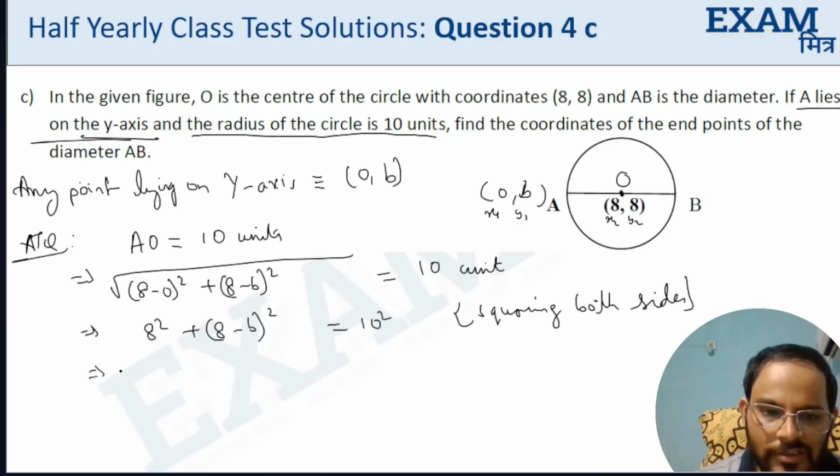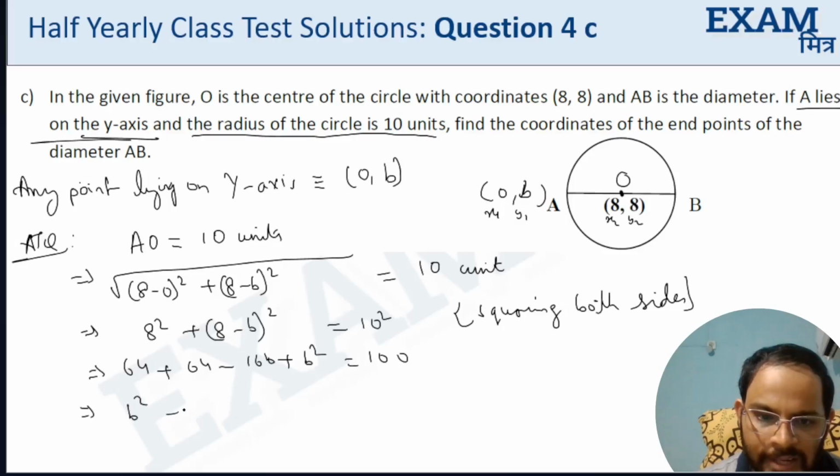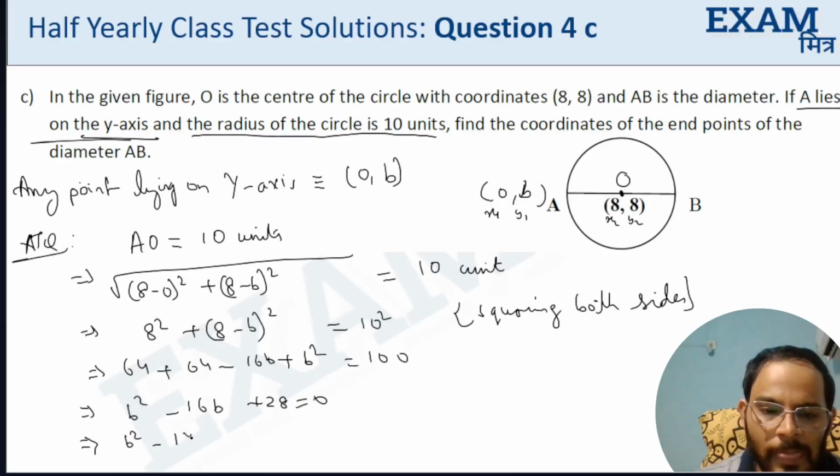Okay. Now this is 64, and again (a − b)², a² − 2ab + b², equals this 100. Now you can see this is a quadratic equation in b. So if we arrange them, this is b² − 16b, and 128 − 100 is 28. So we just need to factorize it, and we can do it like this: b² − 14b − 2b + 28, and that is 0.